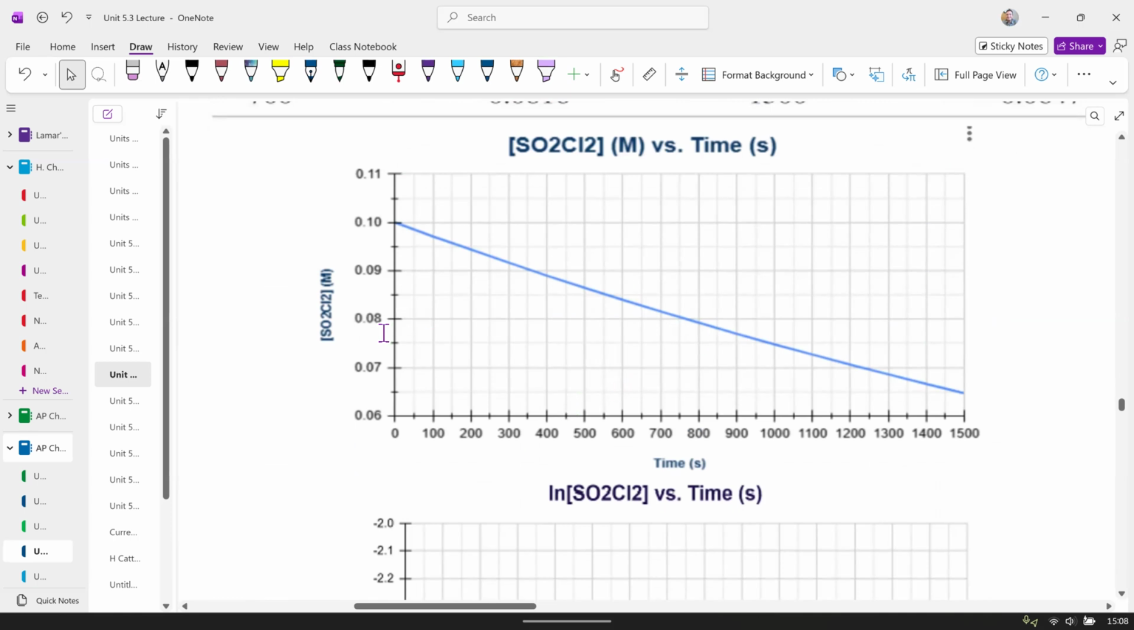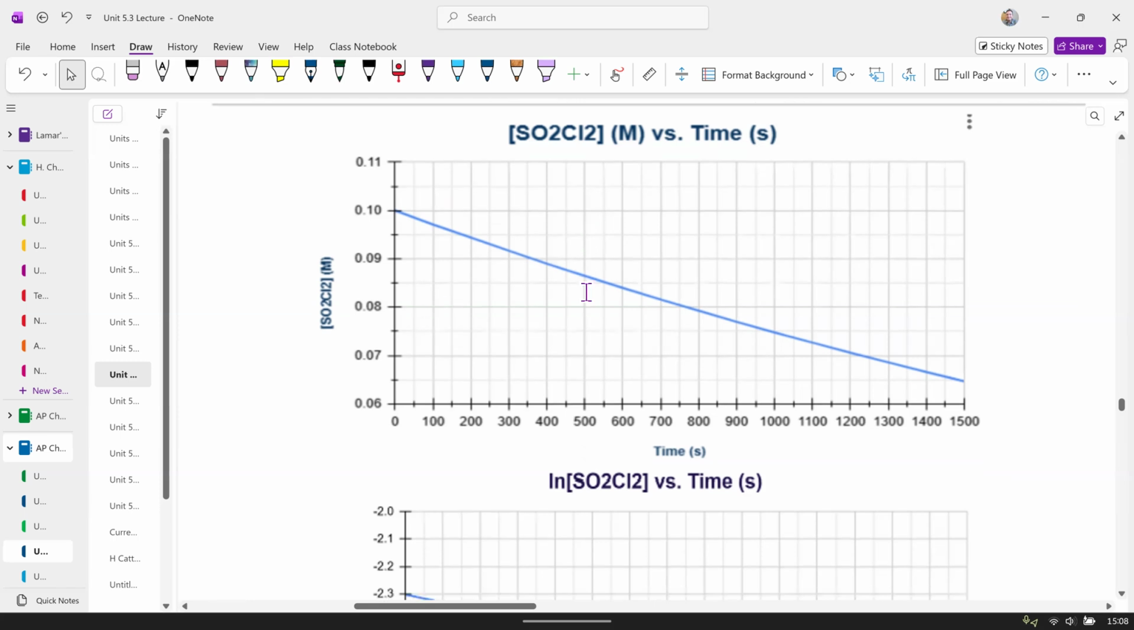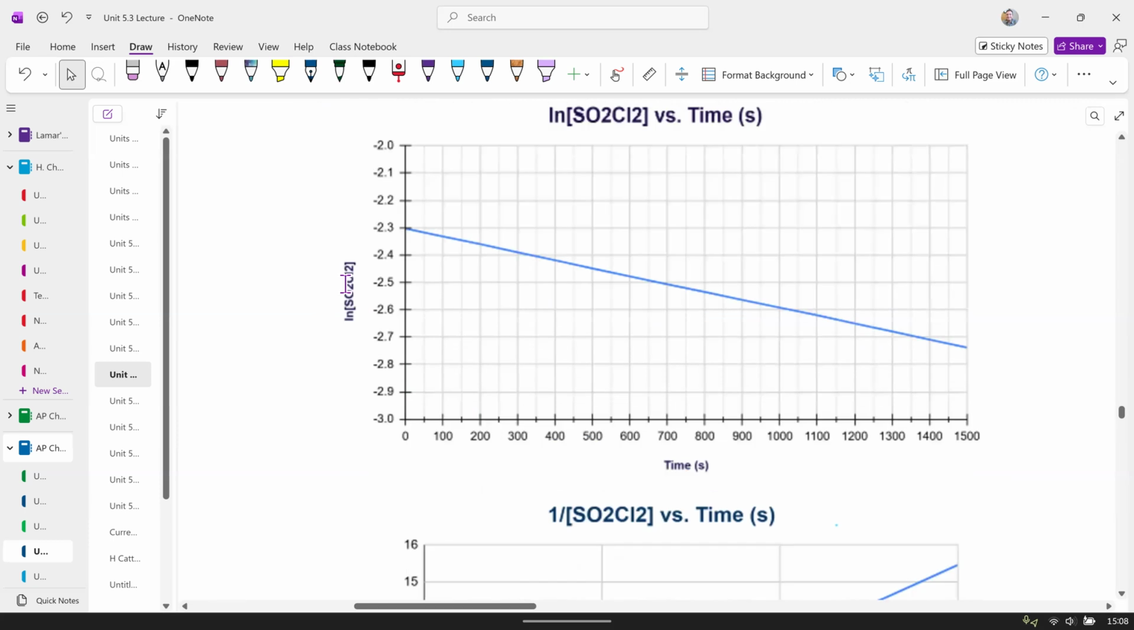What information can I get from this graph? I can know that it's not zero order. I could also, from this graph, determine whether it's first order by looking at the half-lives. Of course, I don't have enough data on here to do that. But on this one, we see that there's a natural log of the concentration versus time. We see that it is a linear plot with a negative slope. Clearly, this is what? First order.